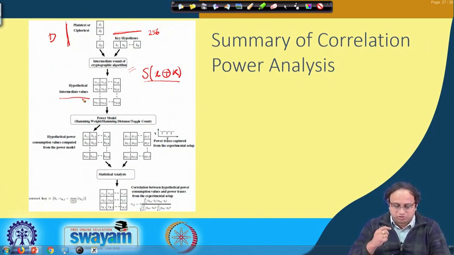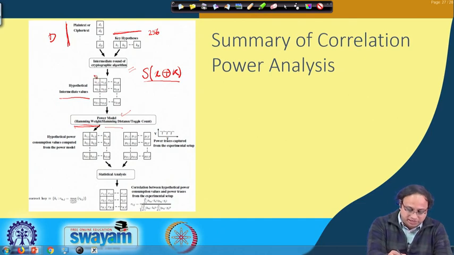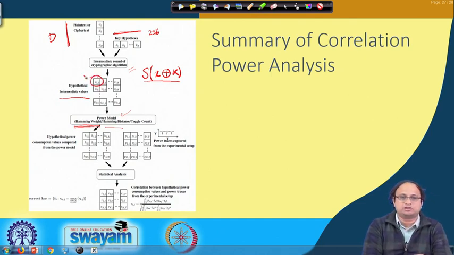In order to understand whether it is the correct one or wrong, you apply your power model on the hypothetical state. Suppose you are applying the Hamming weight or the Hamming distance or any other power model, whichever is your favorite. When applying the Hamming weight, you take V11, which is your hypothetical intermediate state, and calculate its Hamming weight.